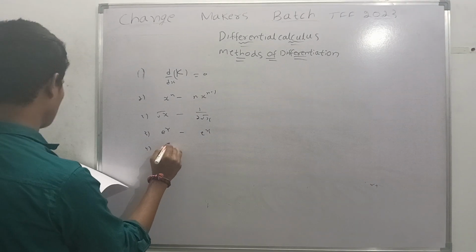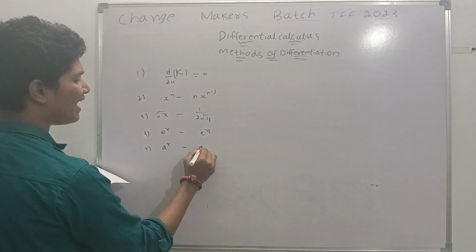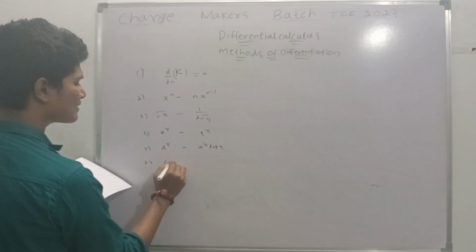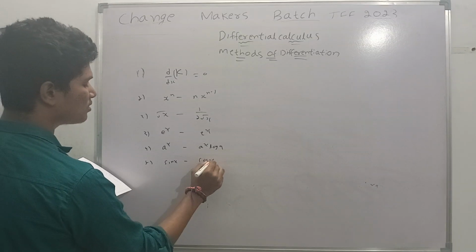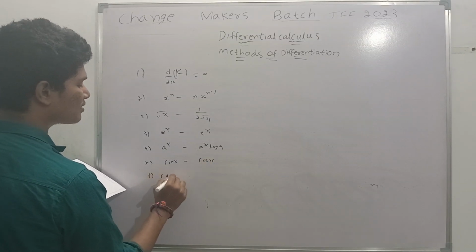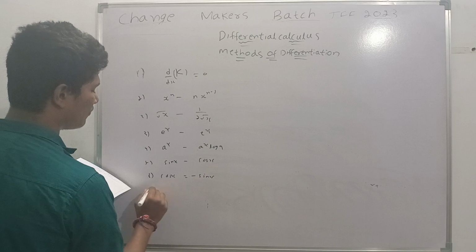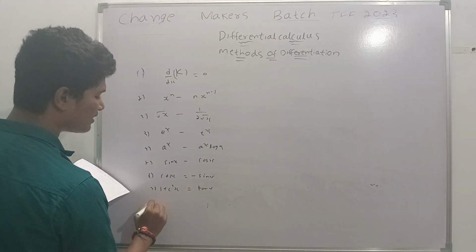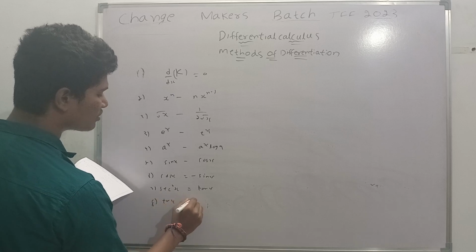Next, a power x. What is the differentiation of a power x? A power x log a. Important. Next, sin x. The differentiation of sin x is cos x. And the differentiation of cos x is minus sin x. The differentiation of tan x is secant square x. And the differentiation of secant x is secant x tan x.